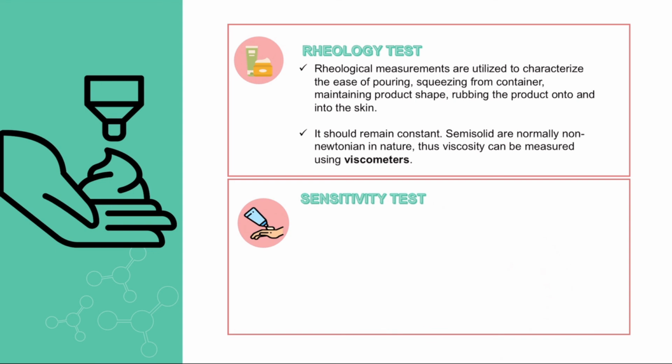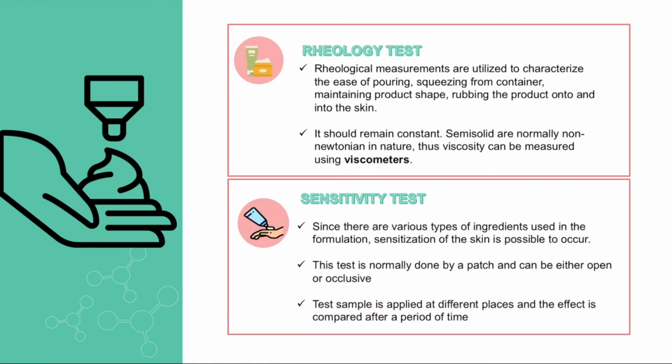Next is the sensitivity test. As various types of ingredients are used, with occasional use of antiseptics, hormones, etc., there is a possibility of sensitization or photosensitization of the skin. This should be tested beforehand. This test is normally done by patch test and can be either open or occlusive.